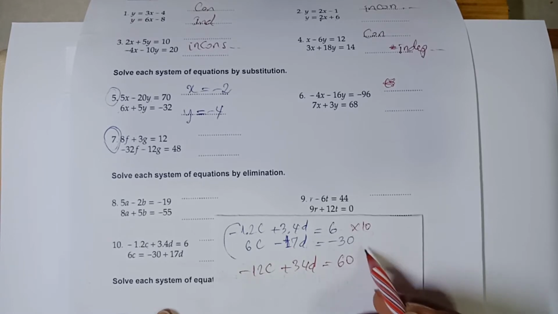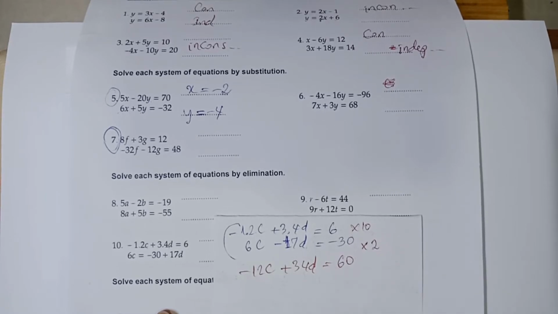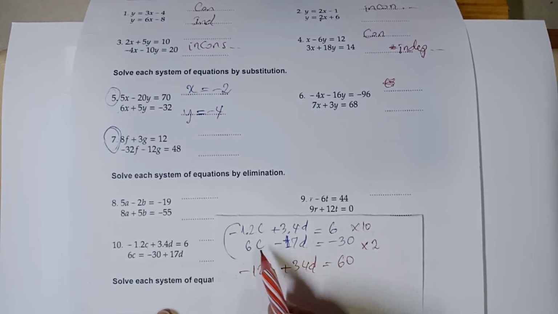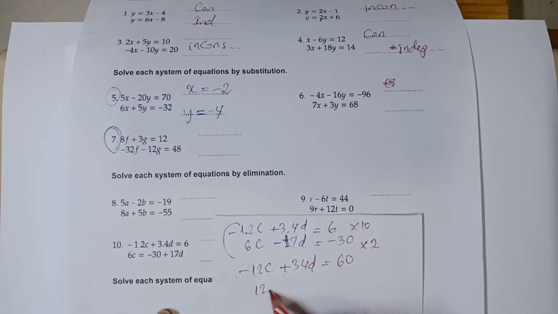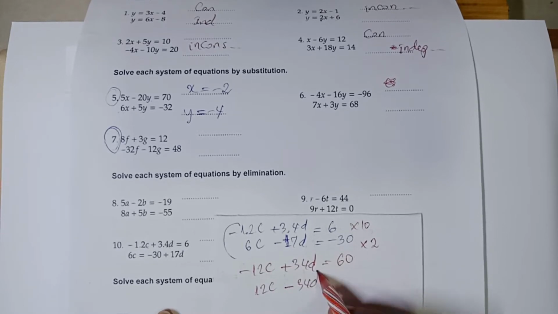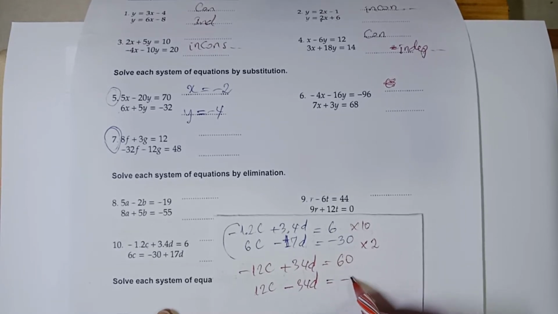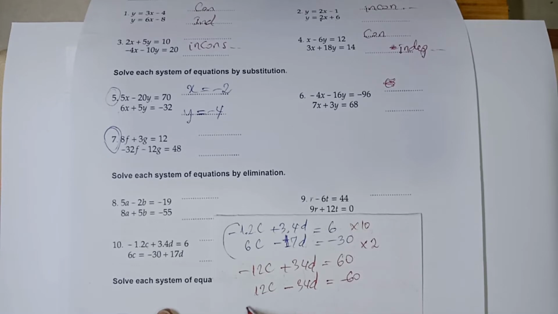And then I will multiply the equation down here by 2. When I multiply this by 2, I will have 12C minus 34D equal to minus 60. Alright, let's do this.